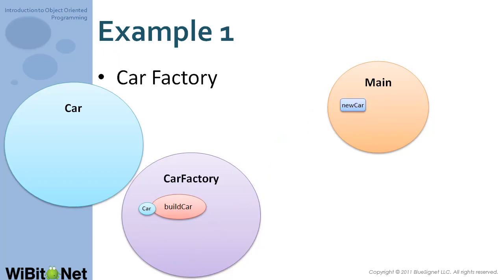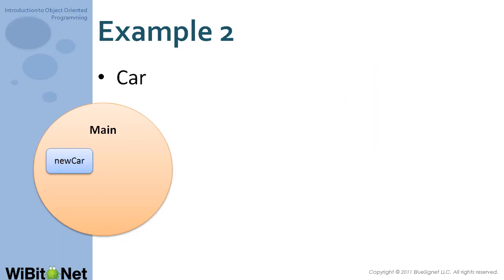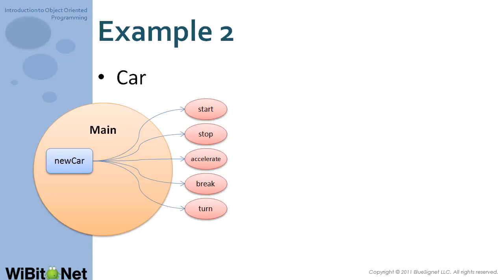And from our main bubble's perspective, it doesn't care. It just said, give it to me. And the car factory had all of its hidden details and just gave me back exactly what I asked for. Very cool. So in the same context, when the main bubble wants to use the car, he just wants to call a method. When I start the car, I don't care how it happens.